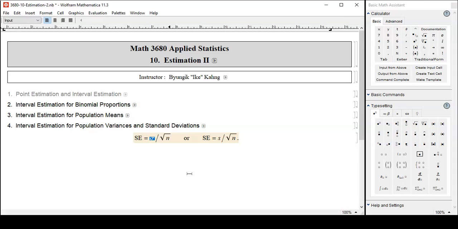If we know the population standard deviation, then you can use SE equals sigma over square root of n, as in the central limit theorem, and then use the normal approximation. You can use the standard Z table.